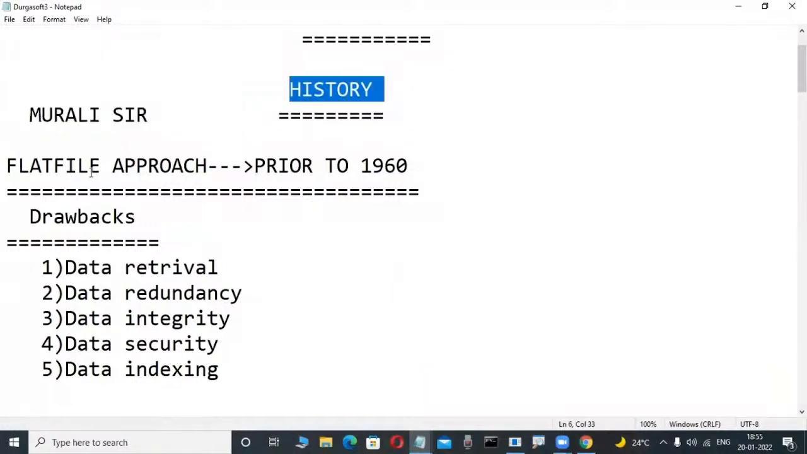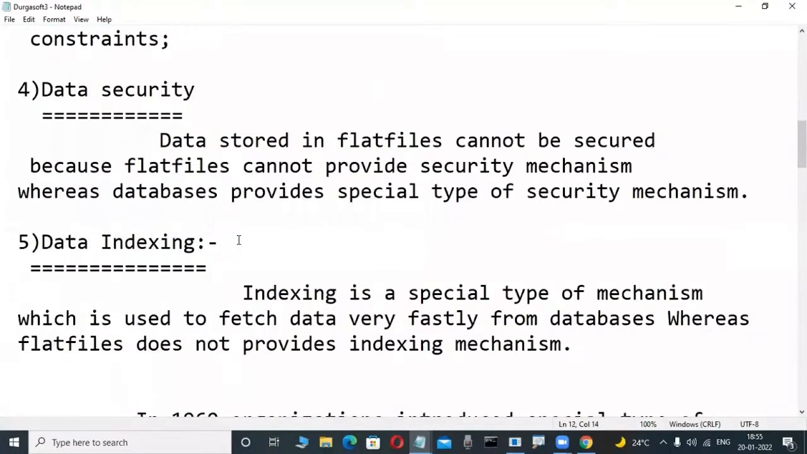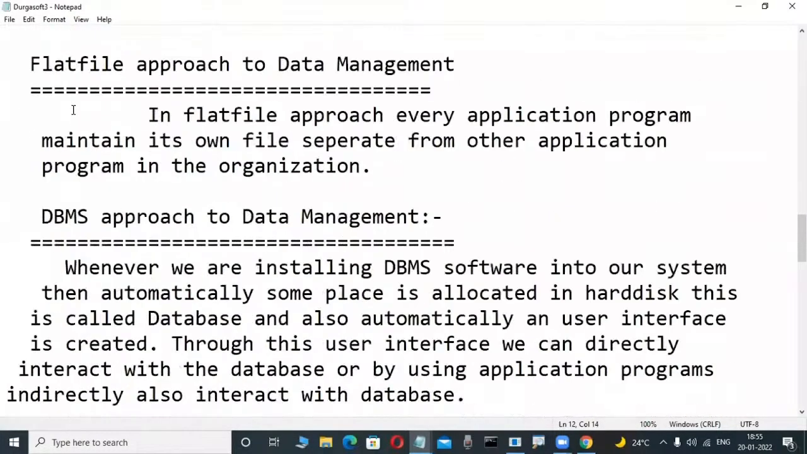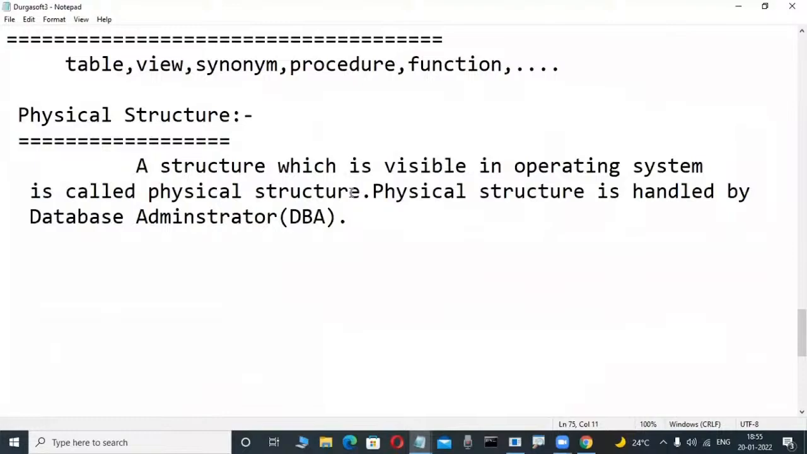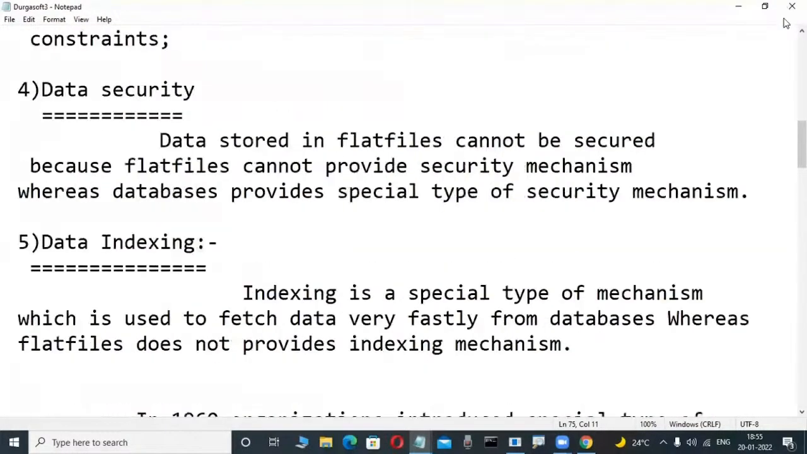In the olden days, the flat file approach was used. What drawbacks it had, we will learn in the middle of the course. Then what is a database? What are the differences between DBMS and RDBMS? These are all the things we are learning in these days.